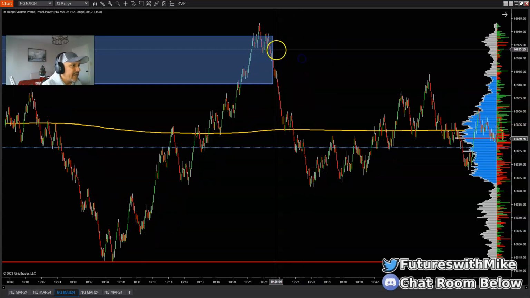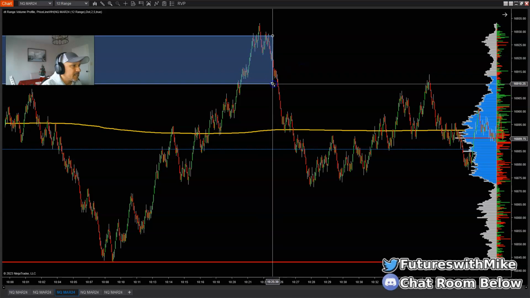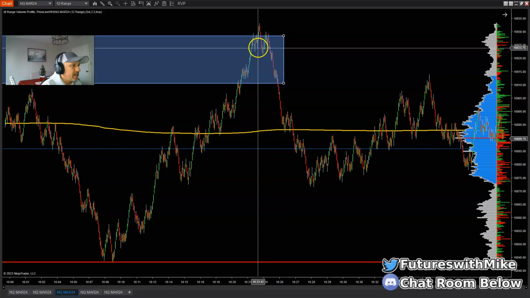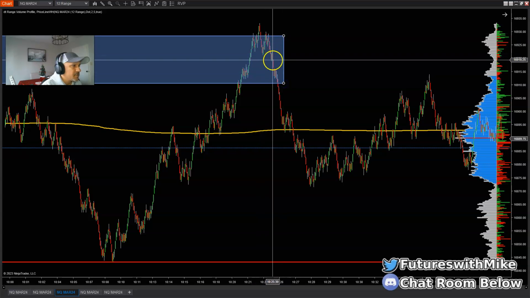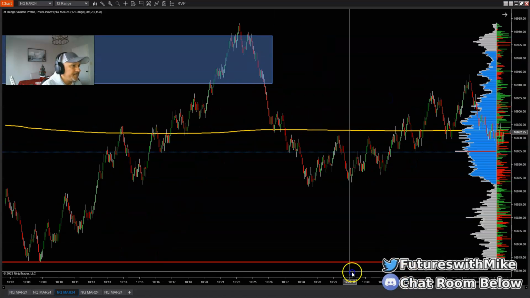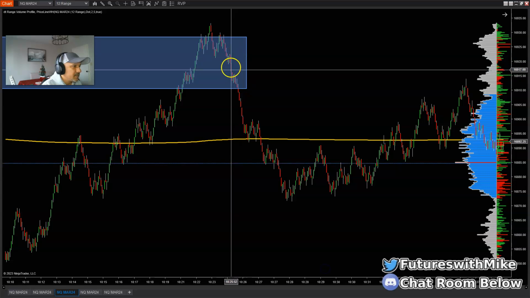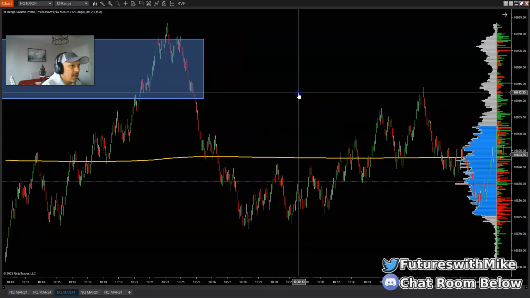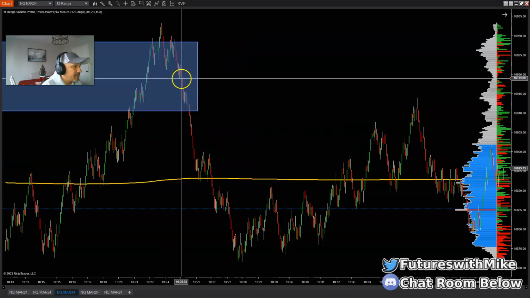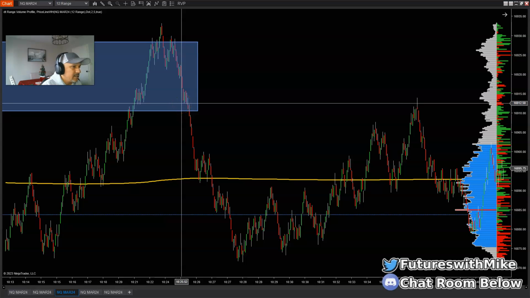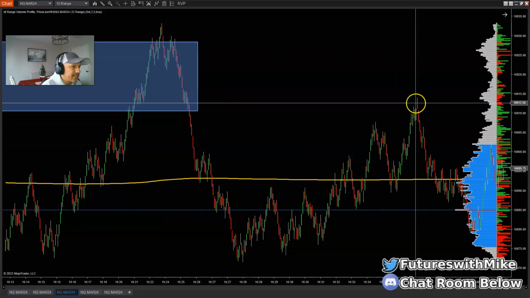So now we have an area, let's bring this box out some. An area right here, breaking structure to the downside. And then this area here, see this small little area right here? Let me blow this up for you a little bit. This is an area of supply. Push down, pull back, push lower. So this is an area of supply right here, as well as, the market did come back up here and react at this area here.